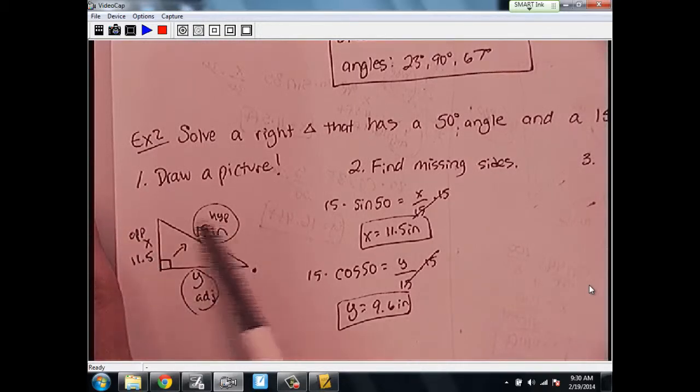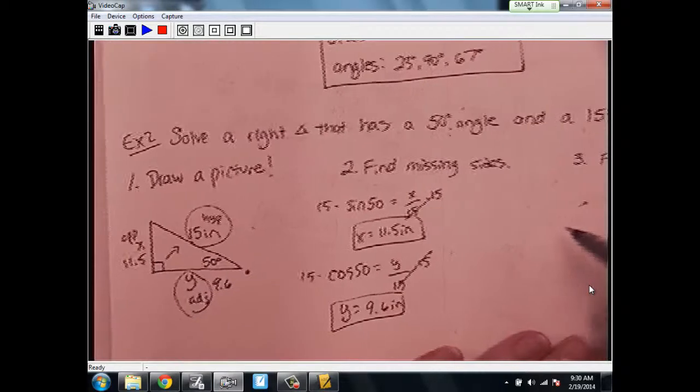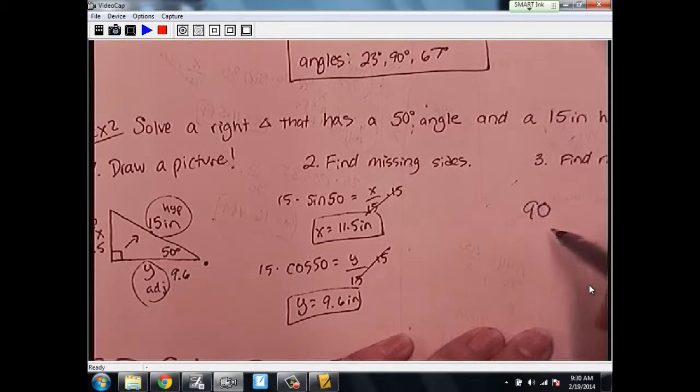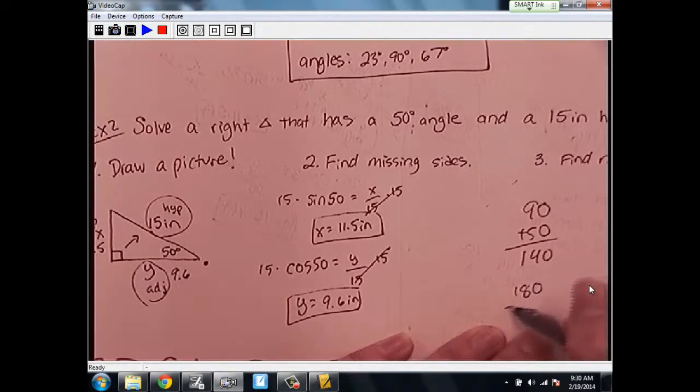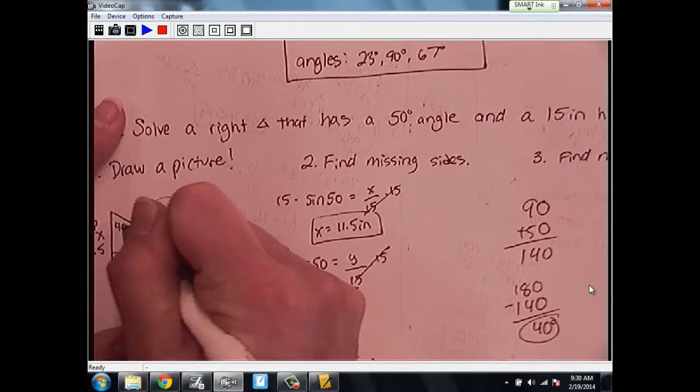So I have all 3 sides. Do I have all 3 angles? No. Find your third angle. 90 and 50 gives us 140. 180 minus 140 gives us 40 degrees. So you can put it on your triangle if you want.